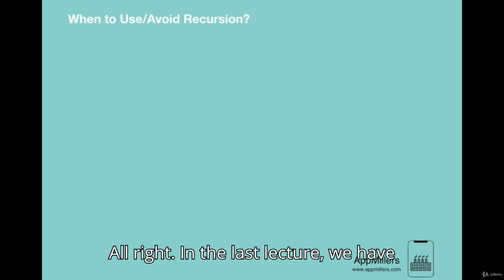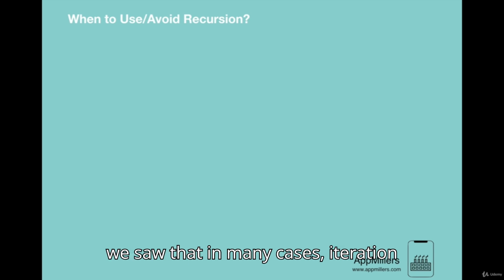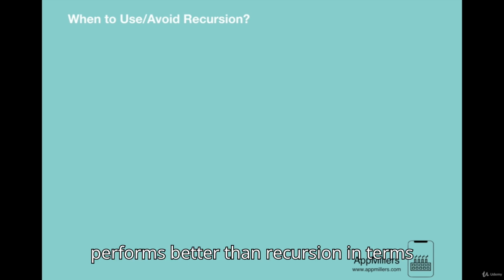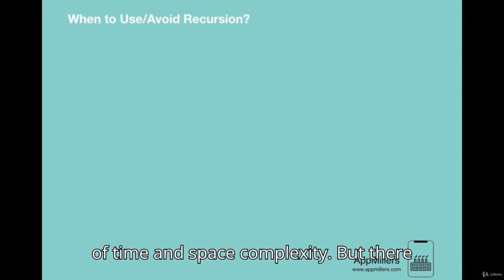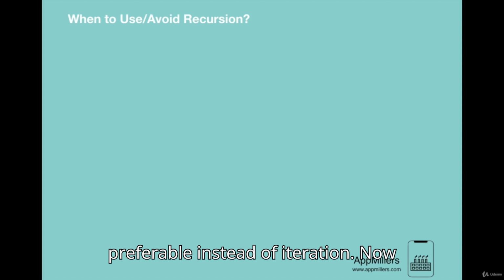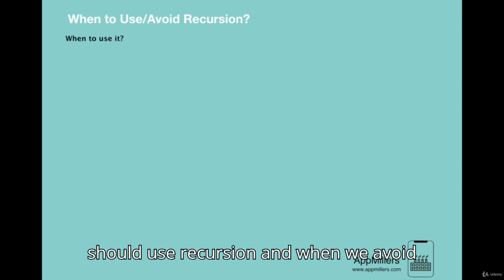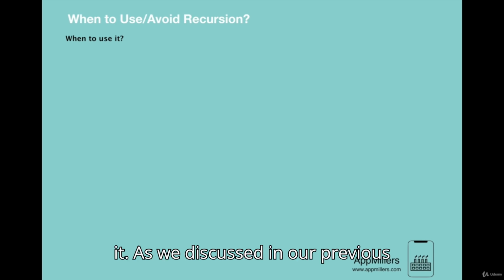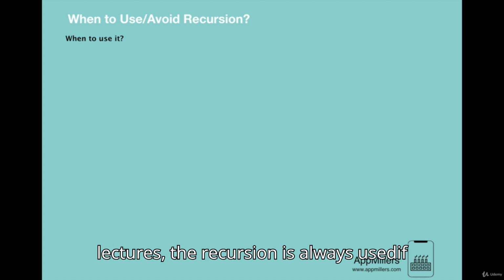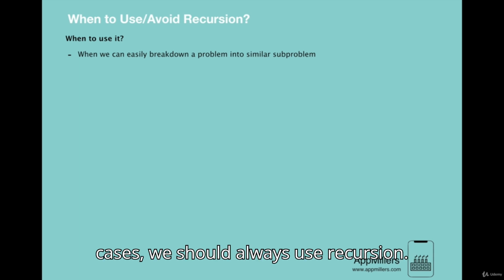All right, in the last lecture, we compared recursion versus iteration. And we saw that in many cases, iteration performs better than recursion in terms of time and space complexity. But there are situations where recursion is preferable to iteration. Now let's examine the situations where we should use recursion and when we should avoid it. As we discussed in our previous lectures, recursion is always used if we can easily break a problem into similar subproblems. So in these kinds of cases, we should always use recursion.